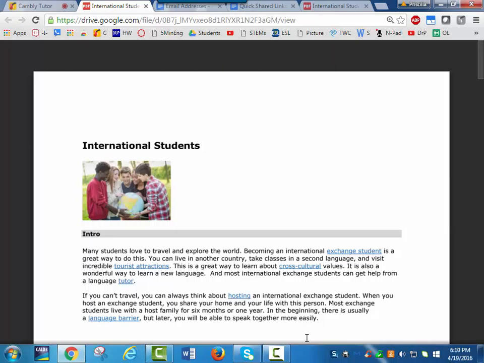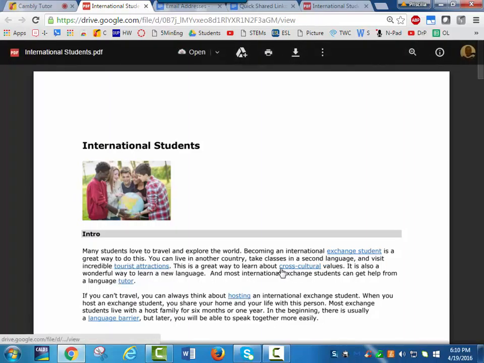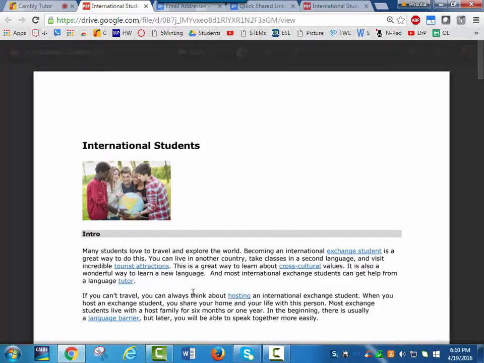Okay, good. Now you will have a copy of this because you have the link. Just keep practicing, reading it, trying to understand what it is about. The next time you read it, you will understand even more. We will talk about exchange student, tourist attractions, cross-cultural values, tutor, hosting, and language barrier. These would be great words for the IELTS student.